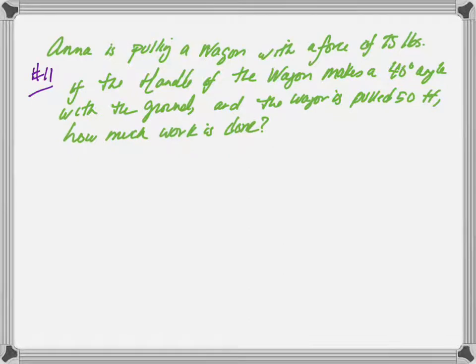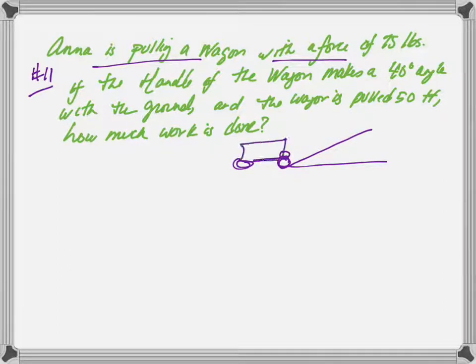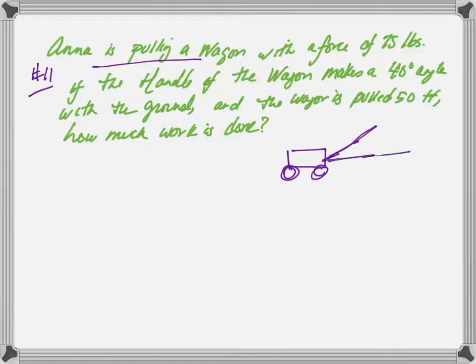Number 11 says, Anna's pulling a wagon with a force of 75 pounds. If the handle of the wagon makes a 40-degree angle, okay, so we have this little wagon. Those are the wheels. She would be pulling from up here. I'm a terrible drawer, aren't I? Okay, wait. Let's draw the wagon first. So here's a wagon, and here's the handle of the wagon.